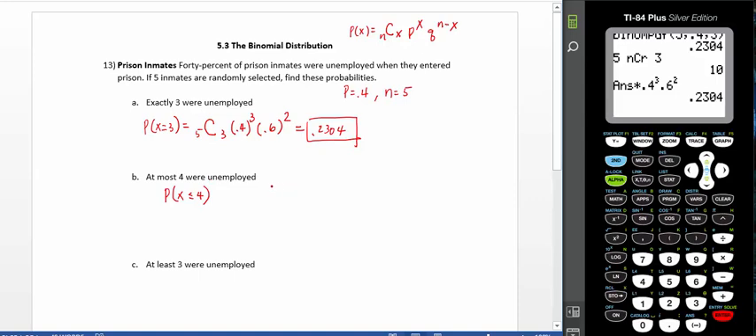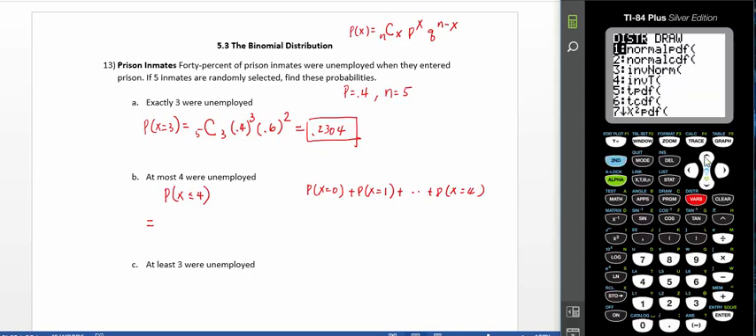So if you were to show work, you would have to find probability x equal to 0, and then add probability x equal to 1, all the way to probability x equals to 4. It's a little tedious, so we're just going to use the calculator to help us. Second bars. This time around, you're going to use binom CDF. CDF is cumulative, C for cumulative, all the way up to 4.